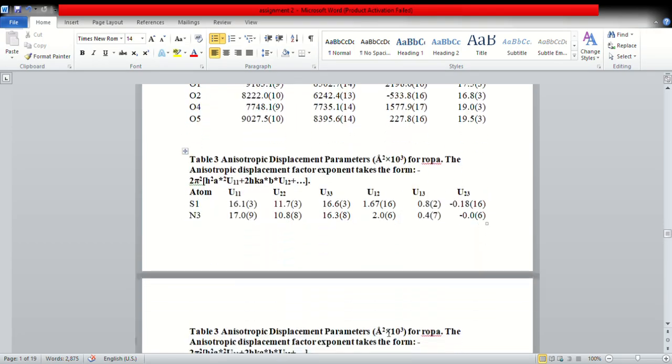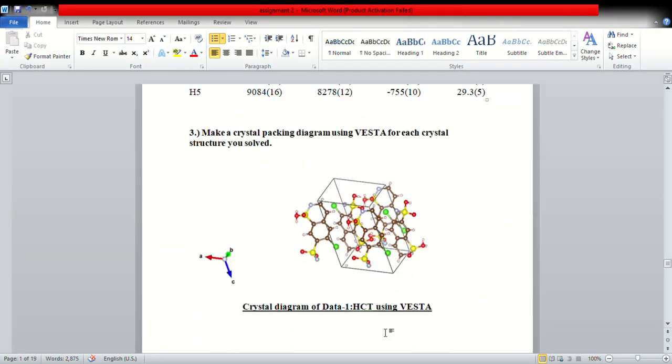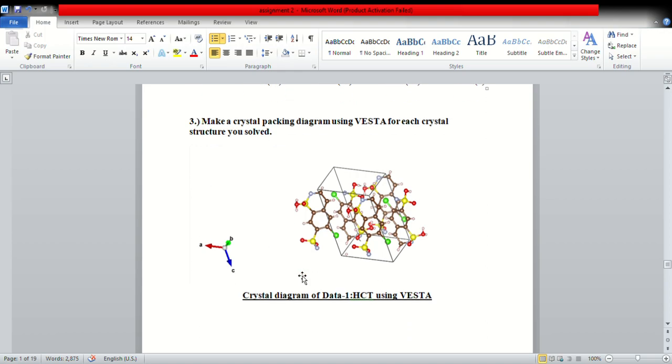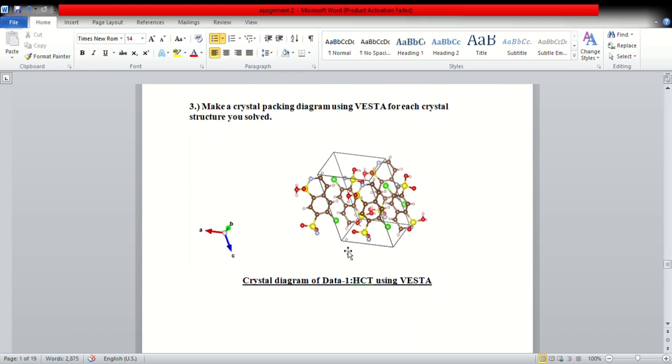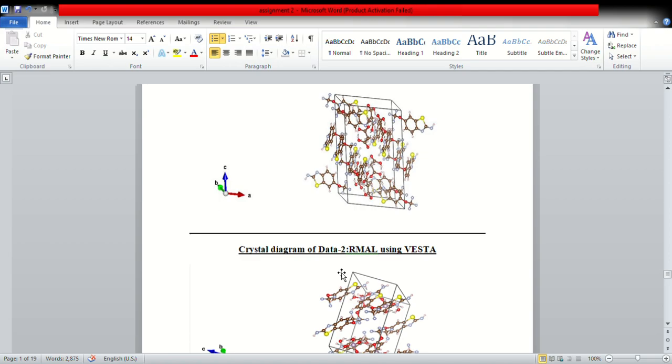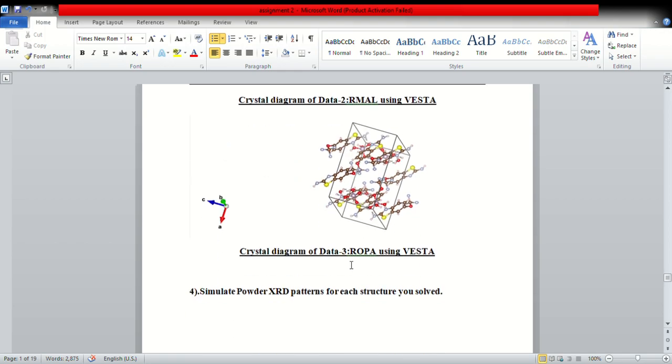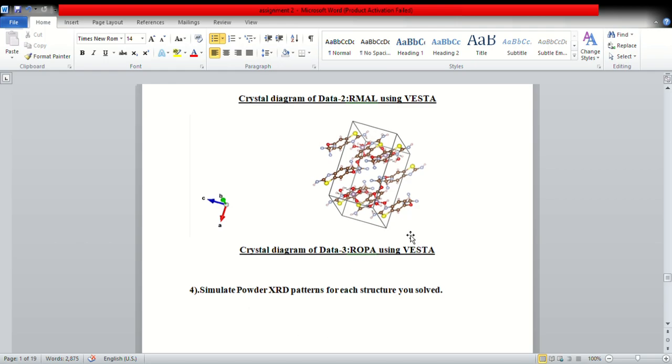Now in question 3, it is mentioned that we have to make a crystal packing diagram using the Vesta software for each crystal structure that we have solved earlier. Now we have solved them, and this is the first crystal diagram of the first folder, that is folder 1, data 1, that is HCT. It is obtained by using the Vesta software. Here is the second structure obtained by Vesta software of the RML folder, and here is the crystal diagram of data 3, that is ROPA, using the Vesta software.